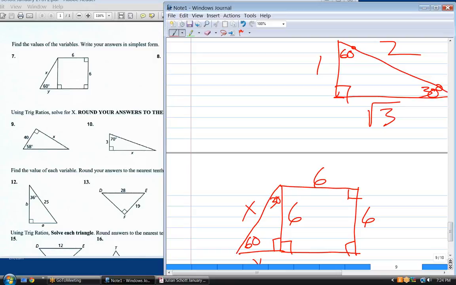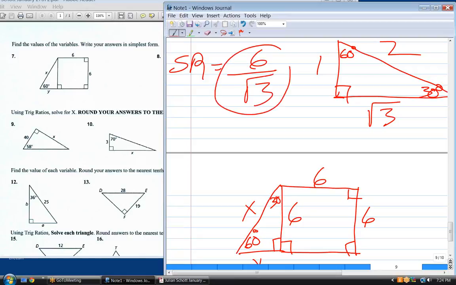So since that side is 6, the 6 down here is opposite which angle? The 60? Okay. So you're looking for the side up here that's opposite the 60, which is root 3. So what's the similarity ratio? 6 over root 3. Okay, good.